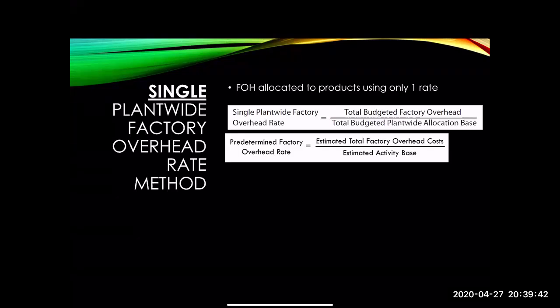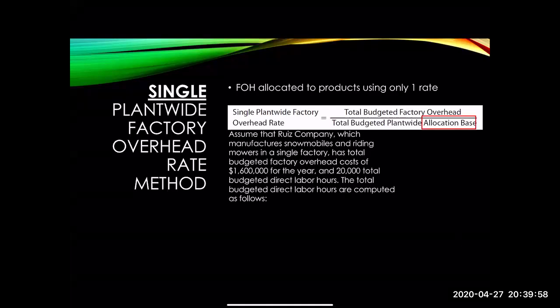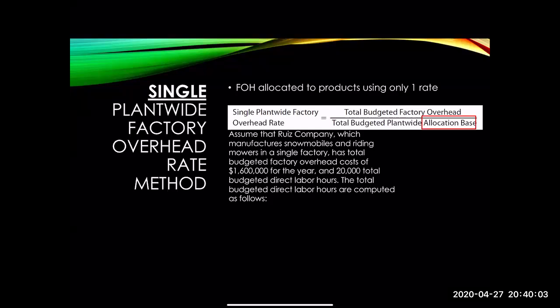As you can see, in comparison with the predetermined factory overhead rate, they look very, very similar to each other. And again, I mentioned before that it's a very common method, okay? And we'll talk about why it's common as well. Just as a recap, an allocation base is also known as an activity driver. Back in chapter 2, we talked about some common activity drivers: machine hours, direct labor hours, and direct labor cost.